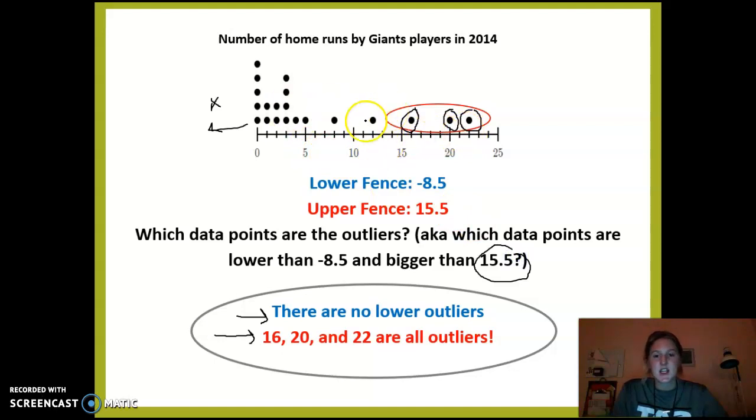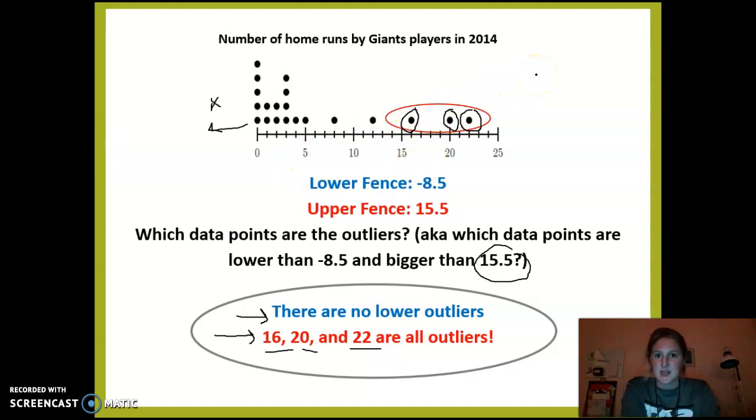And I'm glad I did this calculation out, right? Because I think this is an abnormal distance just by looking at it, but to make sure mathematically we need this formula. Okay, so you would conclude, based on the fences, there are 3 outliers, 16, 20, and 22, and you get 100 on this problem.